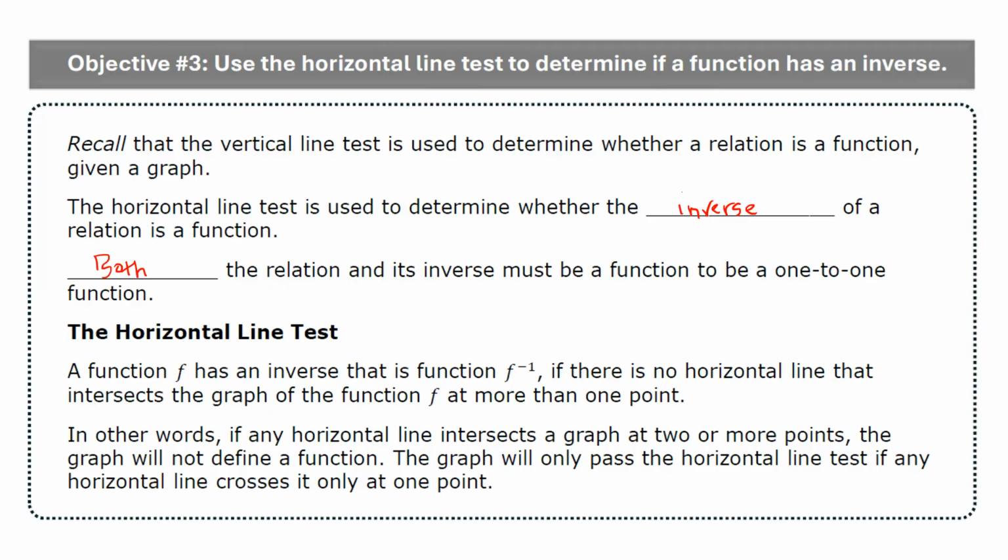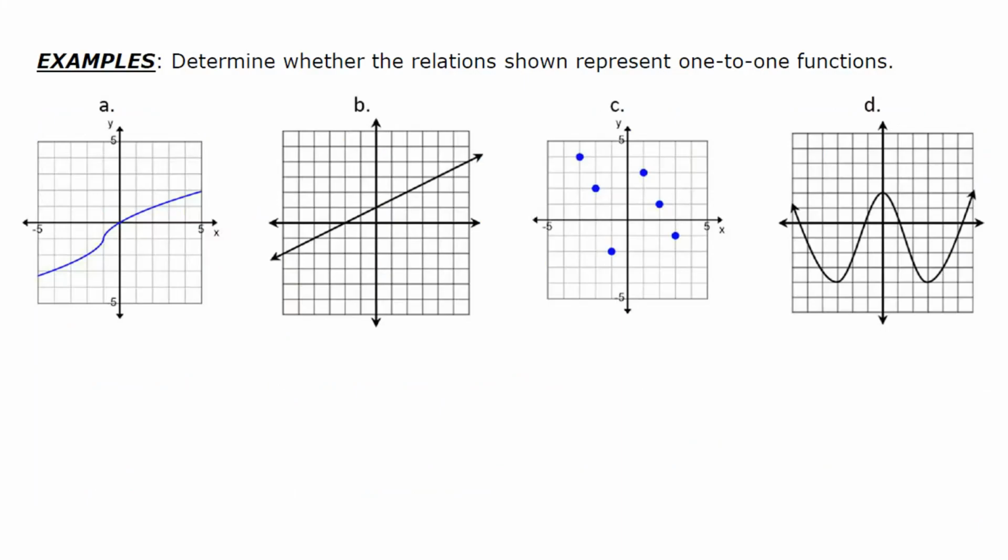So the horizontal line test says that a function f has an inverse that is a function if there is no horizontal line that intersects the graph of the function f at more than one point. In other words, if any horizontal line intersects a graph at 2 or more points, the graph will not define a function. The graph will only pass the horizontal line test if any horizontal line crosses it only at one point. So in our examples here, we're asked to determine whether the relations shown represent one-to-one functions.